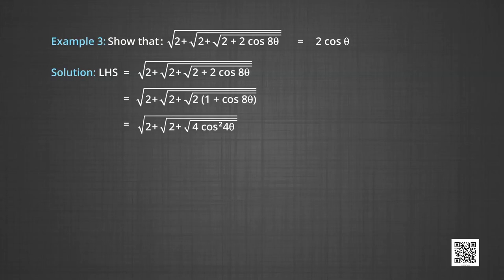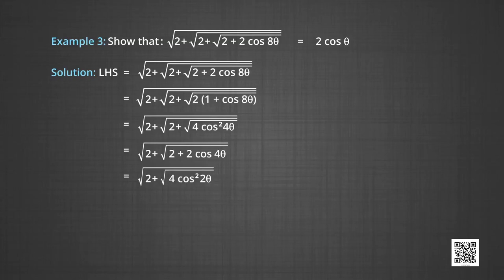So, left hand side now becomes under root of 2 plus under root of 2 plus under root of 4 cos square 4 theta. Now, taking the root of 4 cos square 4 theta, we get under root of 2 plus under root of 2 plus 2 cos 4 theta. Again, we will take out 2 common from the second root and the expression we get will be under root of 2 plus under root of 4 cos square 2 theta. Now, root of 4 cos square 2 theta is 2 cos 2 theta.